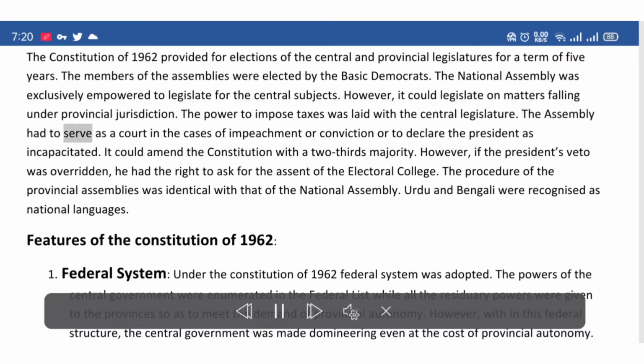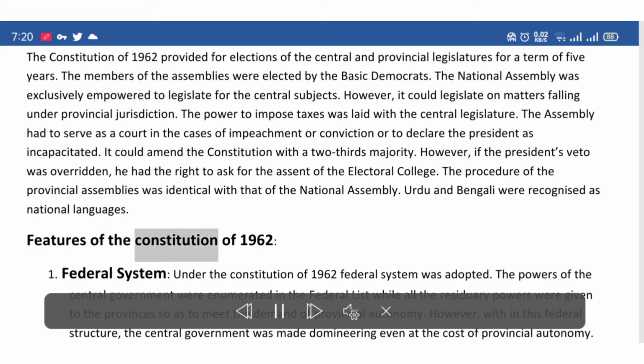The Assembly had to serve as a court in the cases of impeachment or conviction or to declare the President as incapacitated. It could amend the Constitution with a 2/3 majority. However, if the President's veto was overridden, he had the right to ask for the assent of the Electoral College. The procedure of the provincial assemblies was identical with that of the National Assembly. Urdu and Bengali were recognized as national languages.